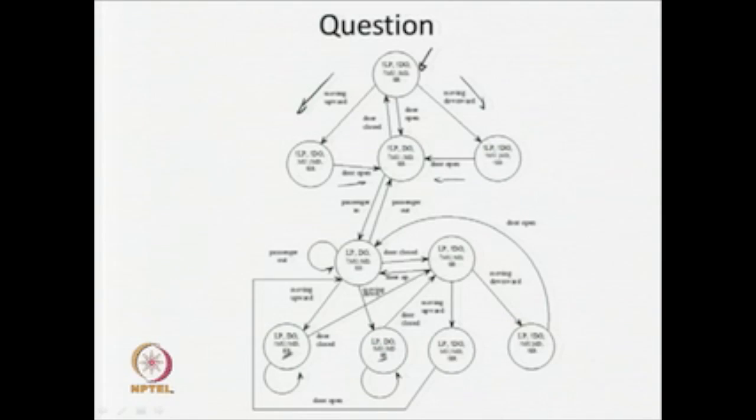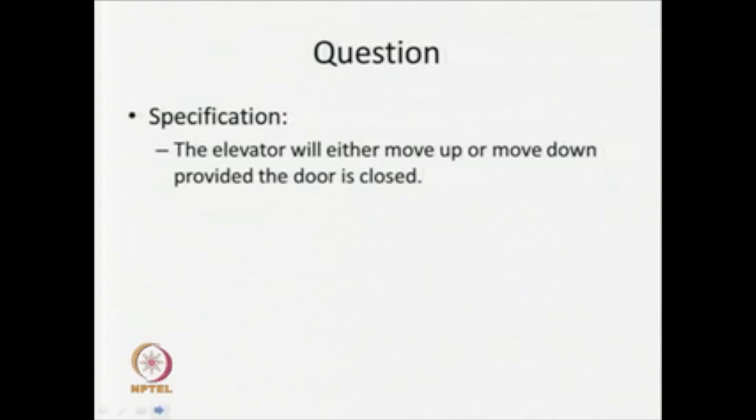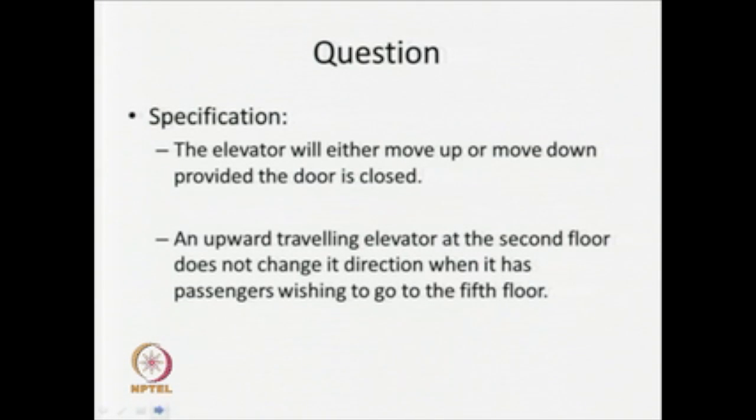Now, once we have the model, what may be the specification or what are the properties? One simple property I am saying is that the elevator will either move up or move down provided the door is closed. That means the elevator should not have any movement if its door is open. So, these properties must be satisfied by our controller. Another property I can say is that an upward traveling elevator at the second floor does not change its direction when it has a passenger wishing to go to the 5th floor.